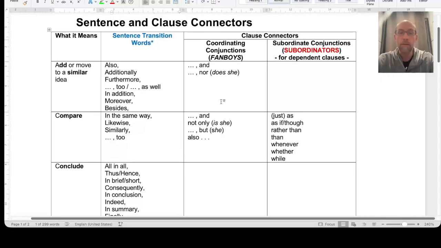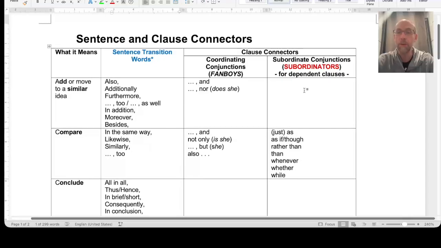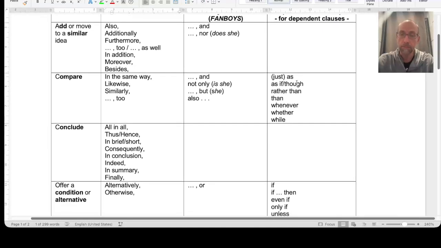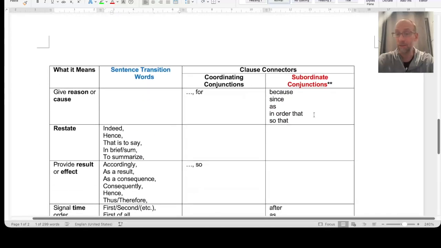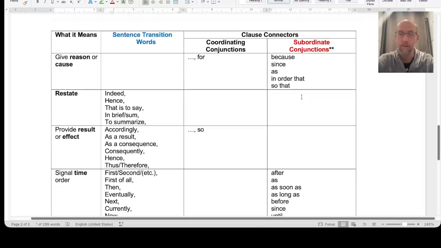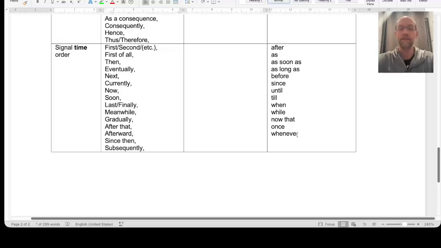Then in the middle column, we have the FANBOYS: for, and, nor, but, and so on. And on the right, we have all the subordinators. This is 2 pages, so because, since, all of these ones, and these various time words. So I think this chart will be very helpful to you.